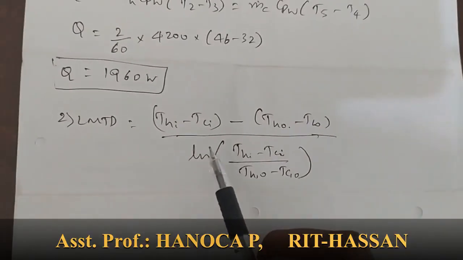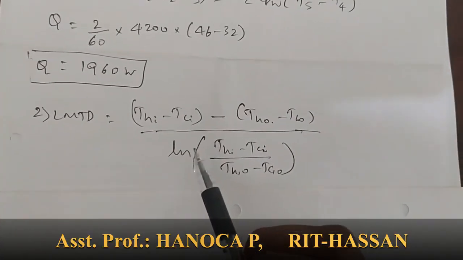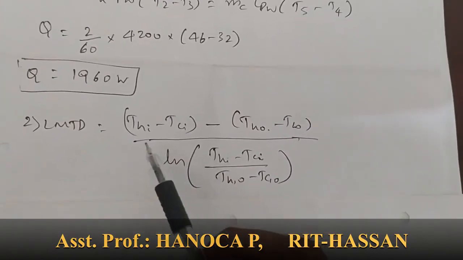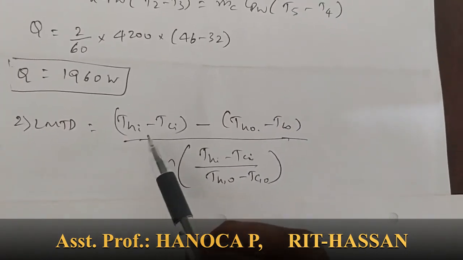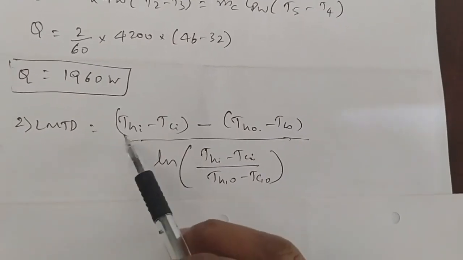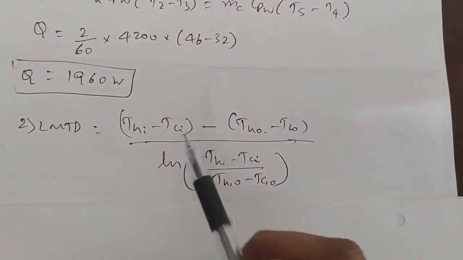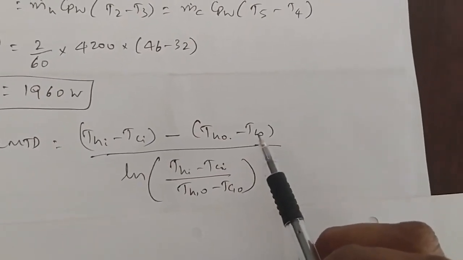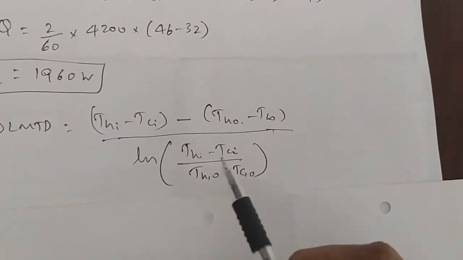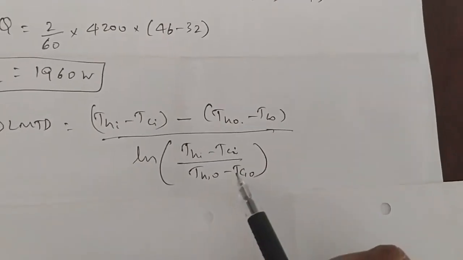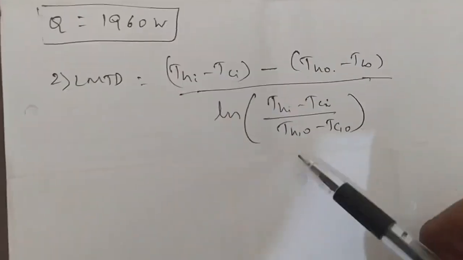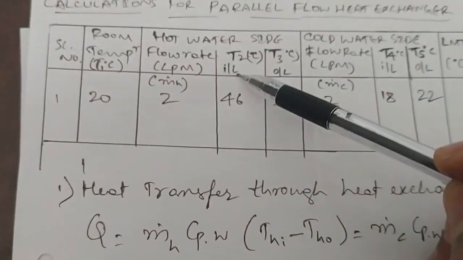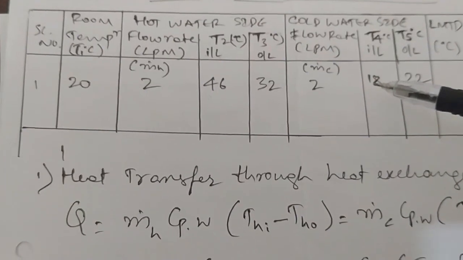This derivation is already given in the notes, and also explained in the YouTube classes, online classes. This is the LMTD equation: hot water inlet minus cold water inlet, minus hot water outlet minus cold water outlet, then ln of (THI minus TCI) over (TH0 minus TC0). From our experiment, what is meant by THI? THI is T2 and TCI is T4.